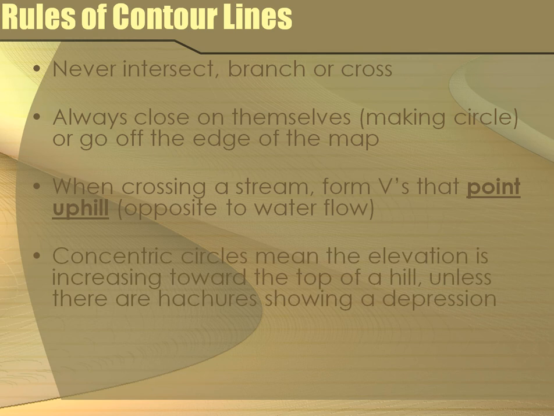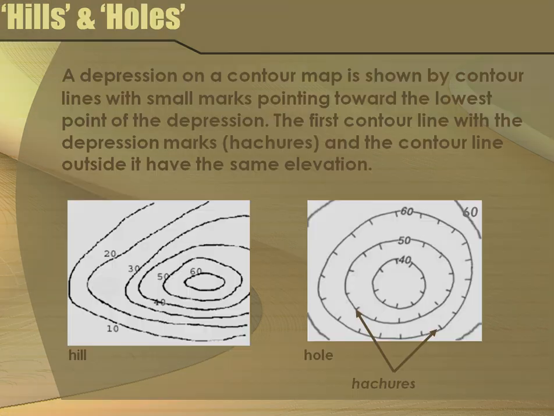Also, concentric circles mean that the elevation is increasing towards the top of the hill. Concentric circles mean circles within circles, unless there are hachures showing a depression. A depression is a hole, a low area. Hills and holes.